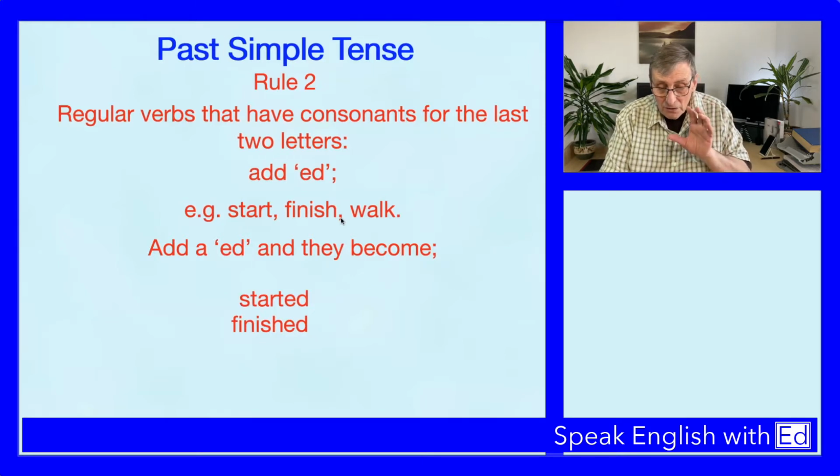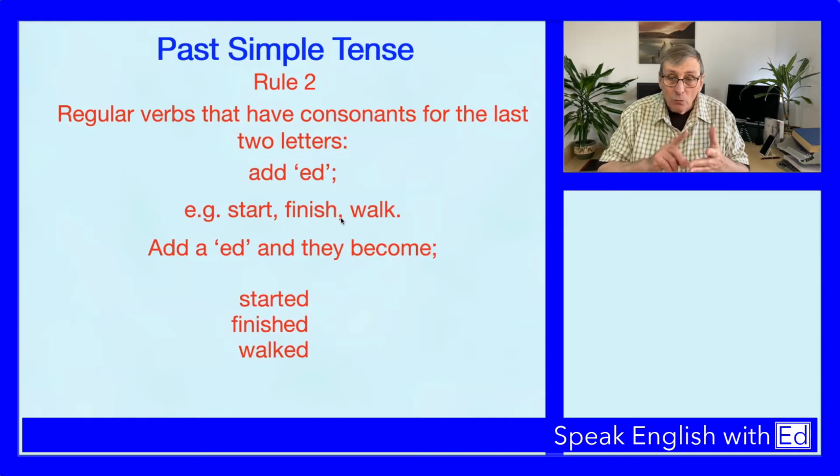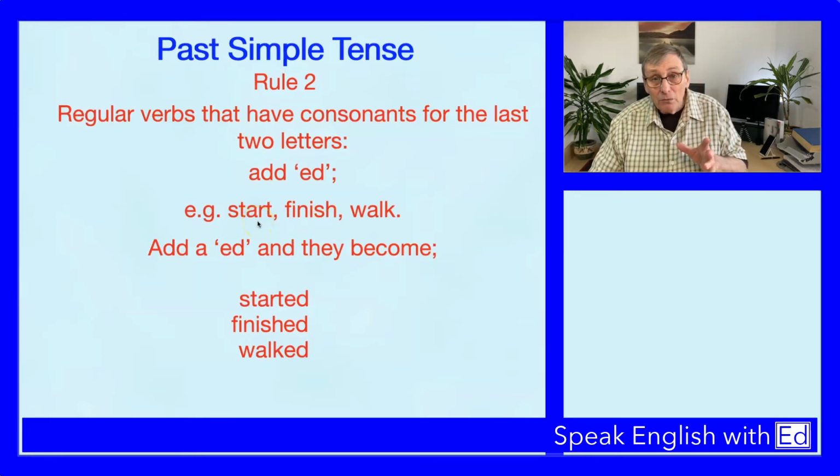But for now, you need to know that you add ed to the end if both the last 2 letters are consonants. Same with walk. You add ed, and this becomes walked. So you've got started, finished and walked. These are all in the past tense, and they all had, in their base form, the last 2 letters as consonants.